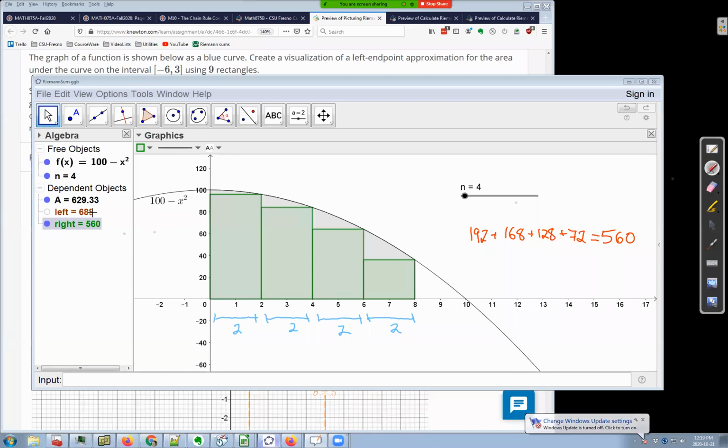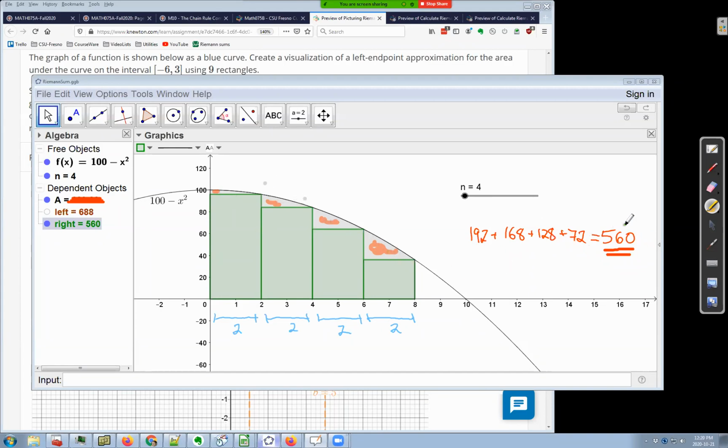So pretend we don't know that. Even if GeoGebra didn't tell us what the area under the curve was, we now know that the area under the curve is bigger than 560. And the reason why we know it's bigger is, look at the picture. Look at the rectangles and then look at the curve. The rectangles are missing these triangular areas here. So the area under the rectangles is an underestimate because it's missing these little triangular pieces.